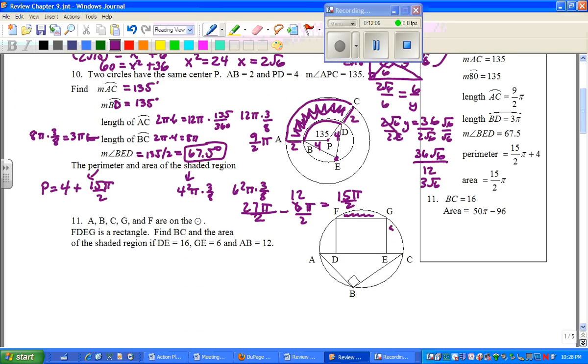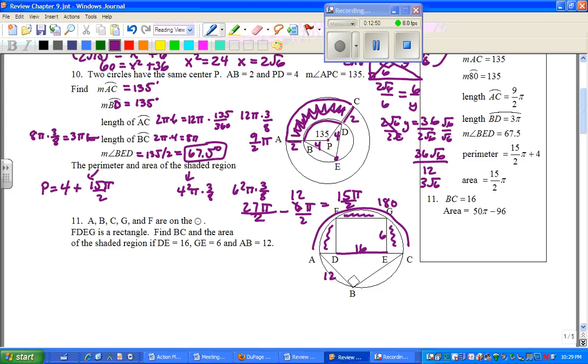Number 11, here's the shaded region right in here. We know this is a right angle, so this arc right here ends up equaling 180 degrees. When we look at this, A, B, C, G, and F are on the circle. It is a rectangle. Find the length of BC. We know DE is 16, and we know GE is 6, and we know that AB is 12. Well, 16 is just this piece here. What we do know is that half of it is 8.